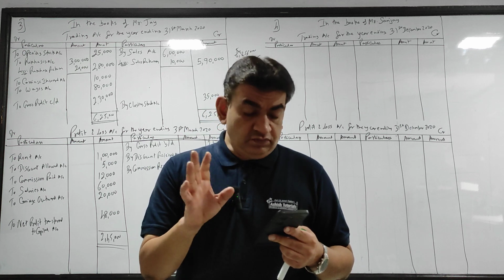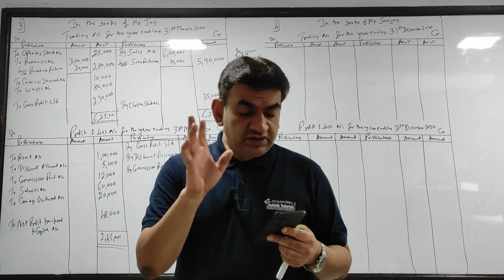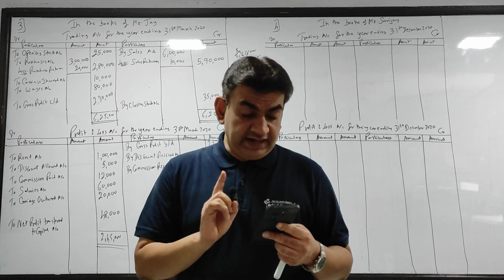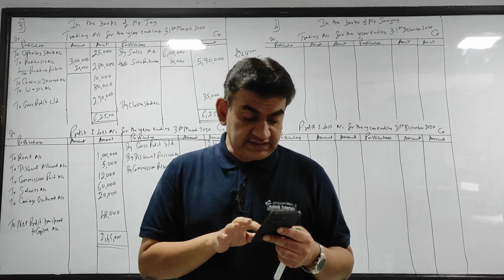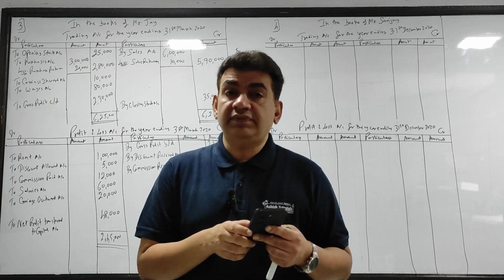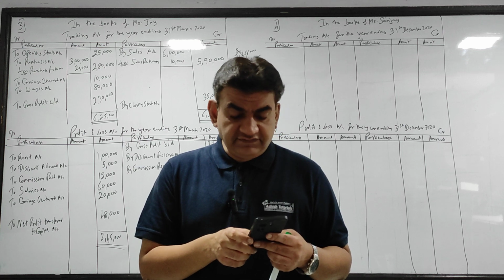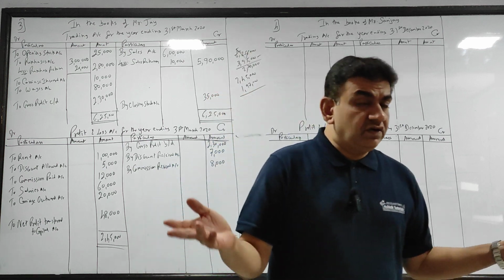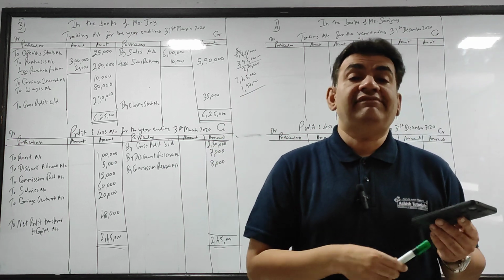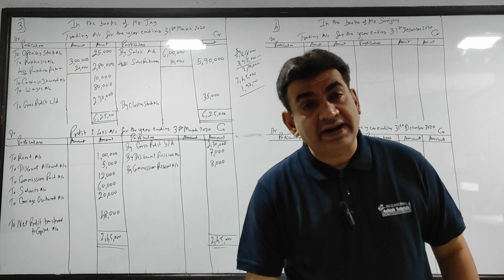I have put almost the same items. Opening stock, sales, sales return, put a mark on sales. Rent, carriage inward, interest paid. Instead of discount, I have added interest. Commission paid, closing stock, purchases, purchase return. Put a mark on purchases. Salary, wages, carriage outward, interest received, commission received. So if you see, instead of discount allowed and discount received, I have put interest paid and interest received. So it is just a practice.